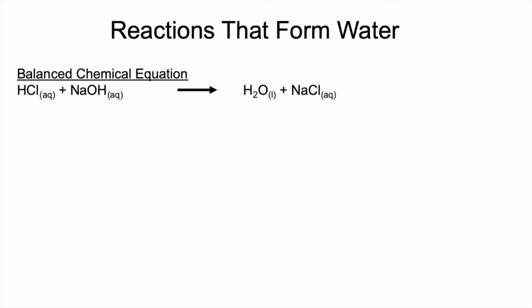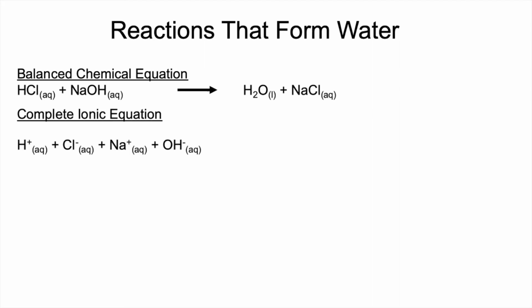Now let's look at an example of a reaction that will form water. So the balanced chemical equation is aqueous hydrochloric acid reacting with aqueous sodium hydroxide, and the products are liquid water and aqueous sodium chloride. So the first thing we're going to do is write the complete ionic equation, separating the ions of everything that's aqueous. Anything that's not aqueous does not get separated.